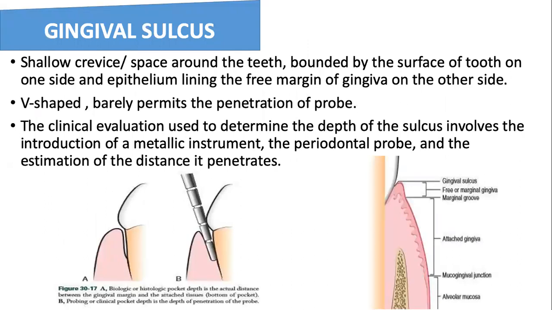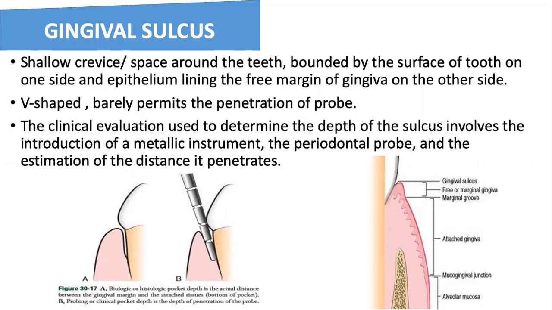Let's talk about gingival sulcus first of all. Gingival sulcus, as I already told you, is the space. It is not a structure. It is the space between the tooth and the epithelium. Therefore, it can be defined as a V-shaped shallow crevice or a space around the teeth, which is bounded on one side by the tooth and on the other side by the epithelium lining the free margin of gingiva.